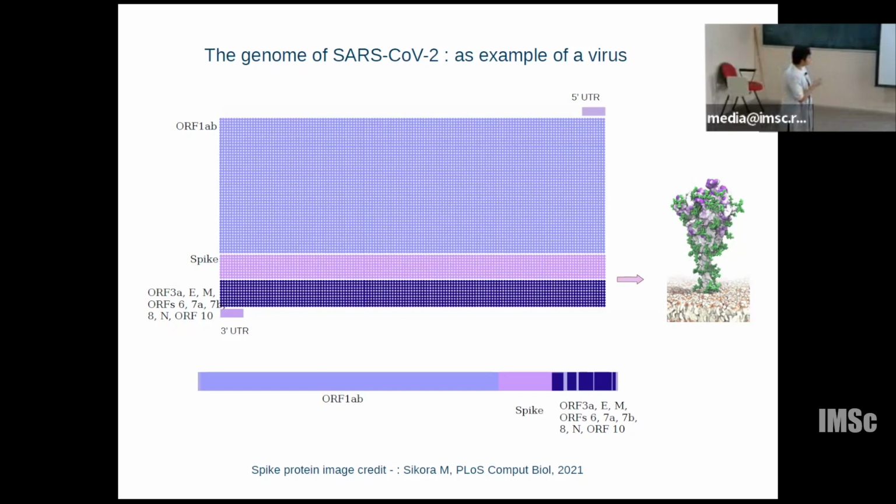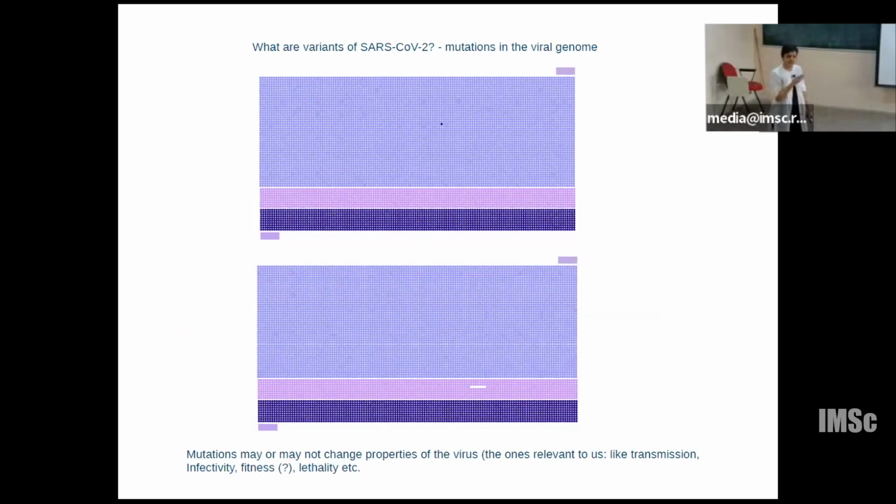So for SARS-CoV-2, what you have here is the spike protein, which is in the middle. And the spike protein codes for that protein that you see on the right. That protein actually helps to bind on the cells, and the vaccines are made with that region, right? So we're particularly sensitive to any changes to that region.